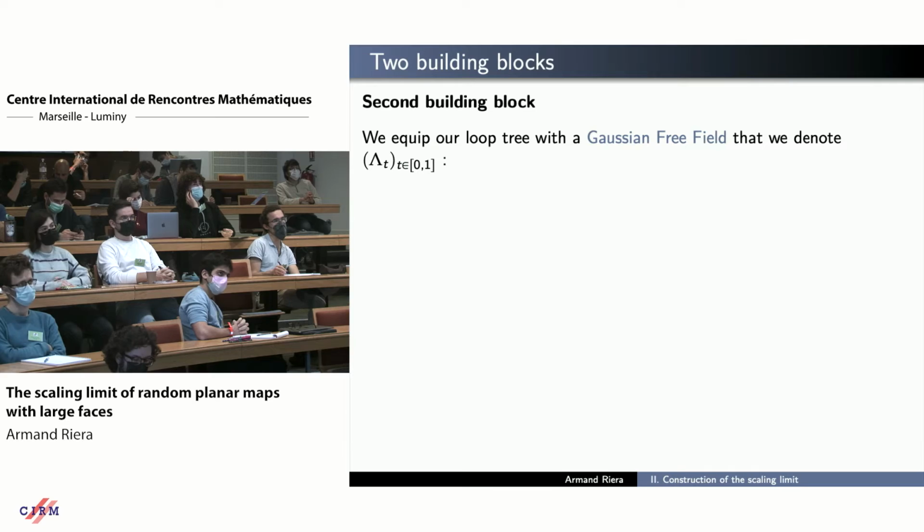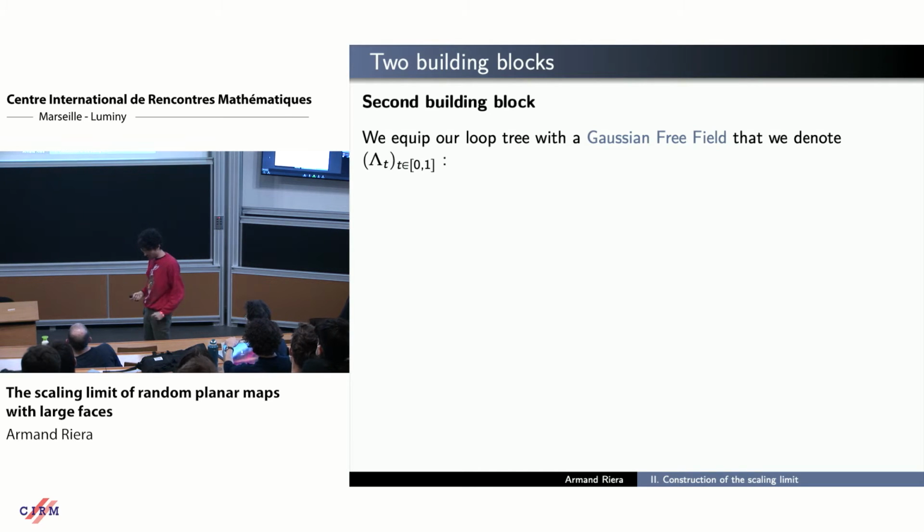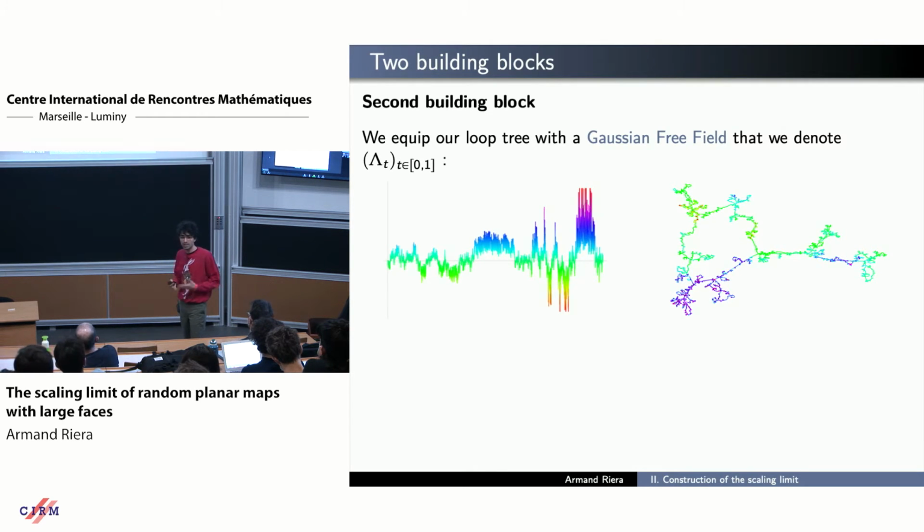Now that we have this interpretation in terms of a continuous loop tree, what happens is that the label process of Le Gall and Armand becomes very nice in some sense when you look at it from the loop tree. In fact, it's just a Gaussian free field on it, or you can think of it as a Brownian motion indexed by the loop tree. Here the colors of the loop tree are the labels, and when you see it in the loop tree, it's really just a Brownian motion.